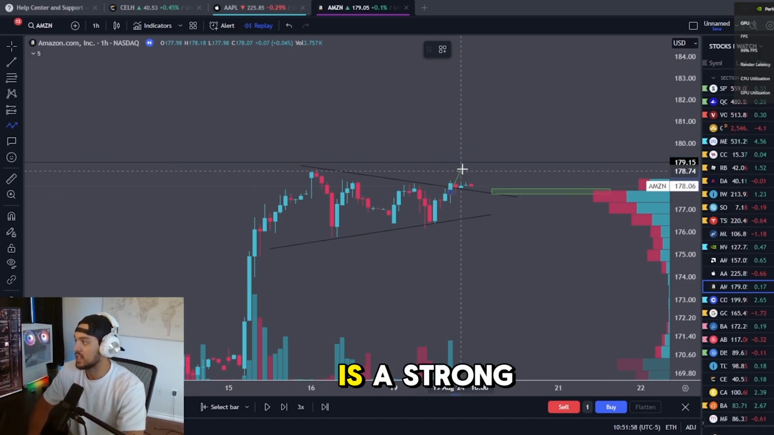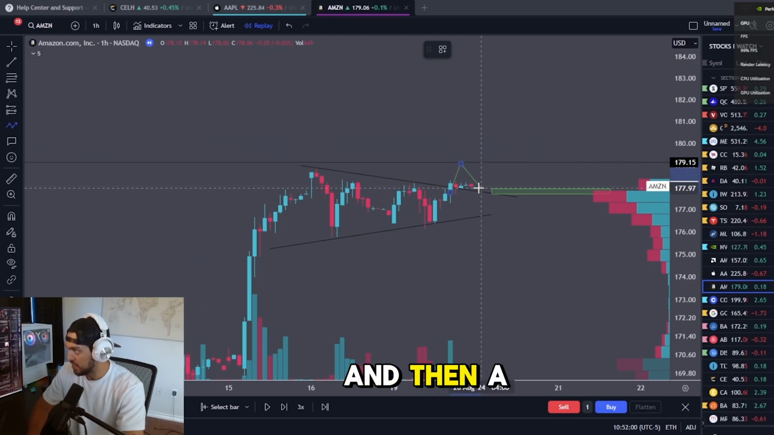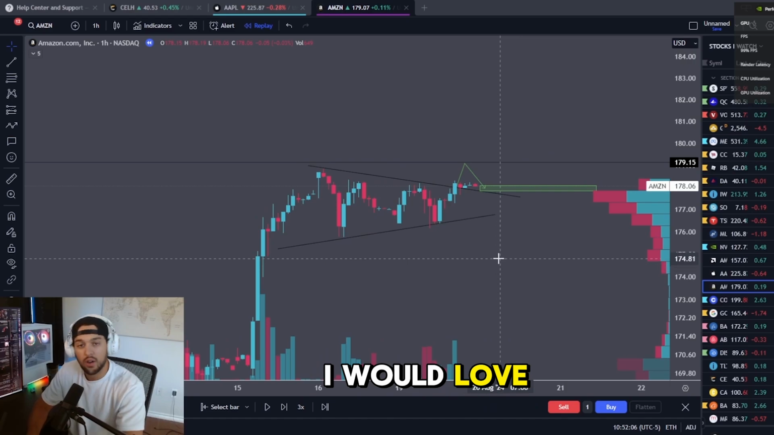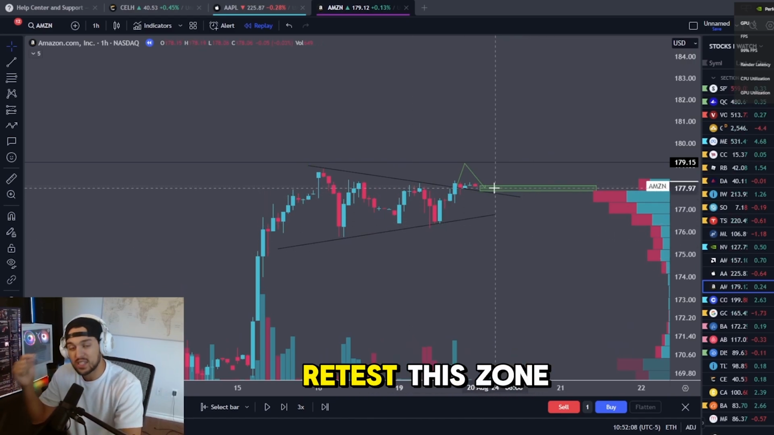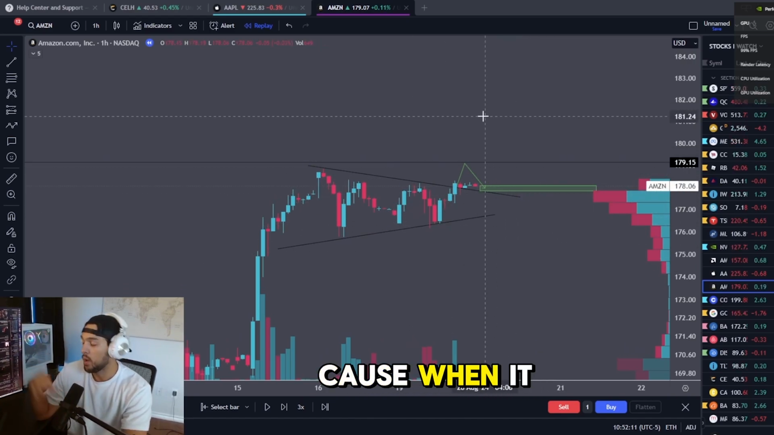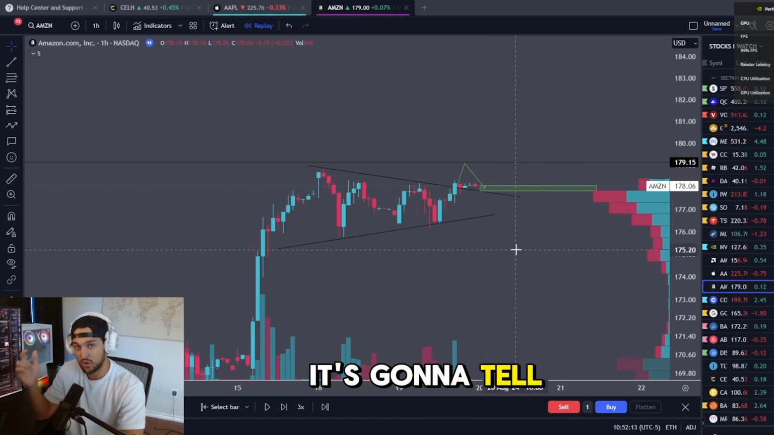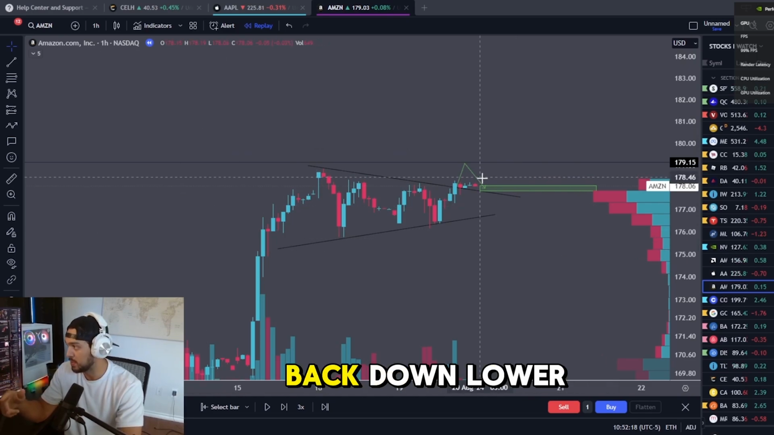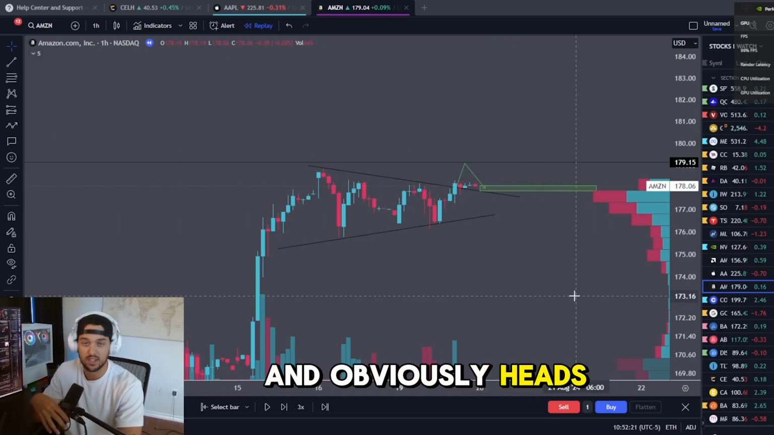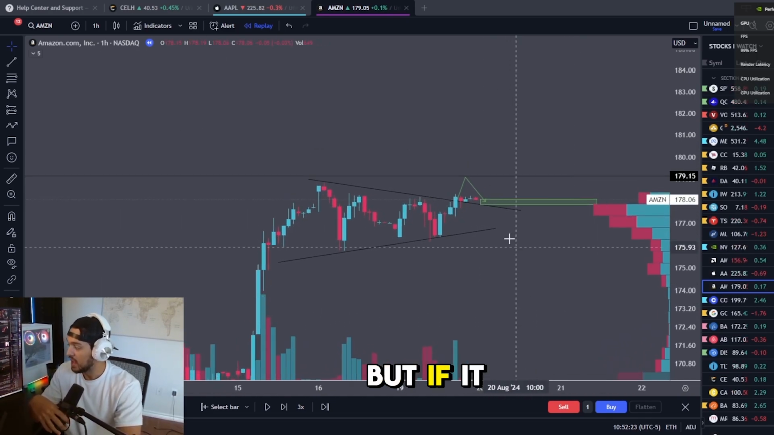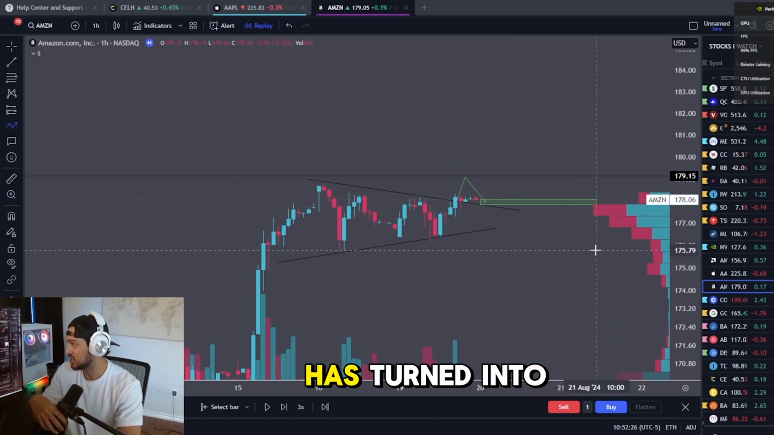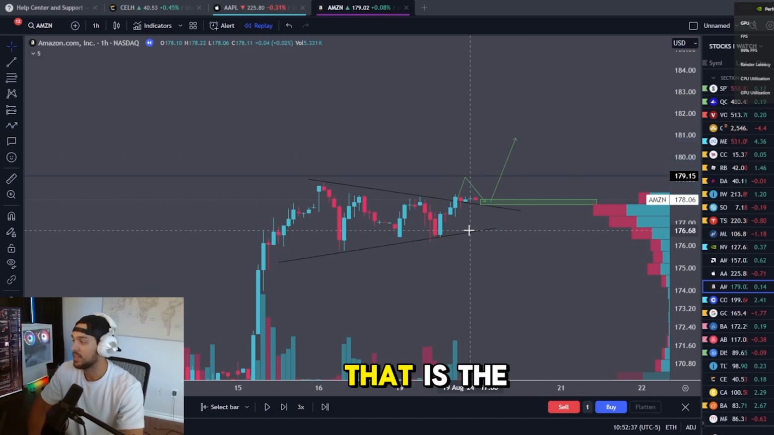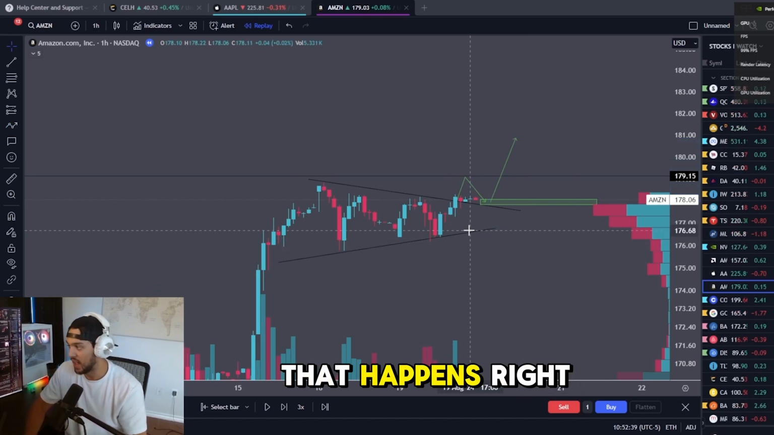So what you want to see is a strong push to the upside and then a retest. So as you can see right here, this is my green zone. I would love for price to come back and retest this zone, because when it comes and retests this zone, it's going to tell you if it respects the breakout or it doesn't respect it and it breaks back down lower and obviously heads to lower lows. But if it does respect, that means this has turned into a support right here, and you're going to want to see a leg higher, something like that. That is the most perfect setup right there if that happens, right?